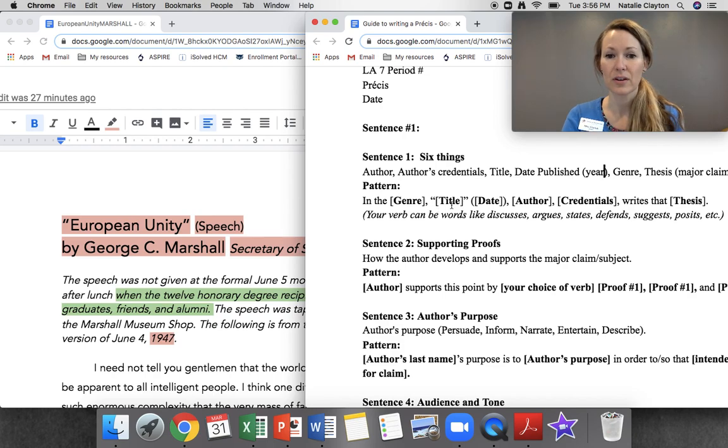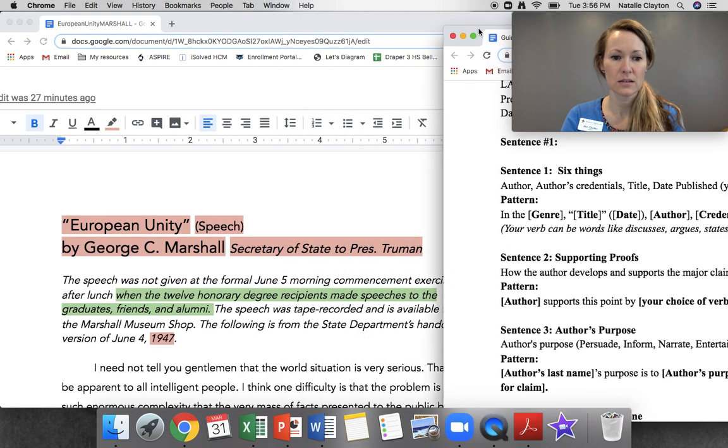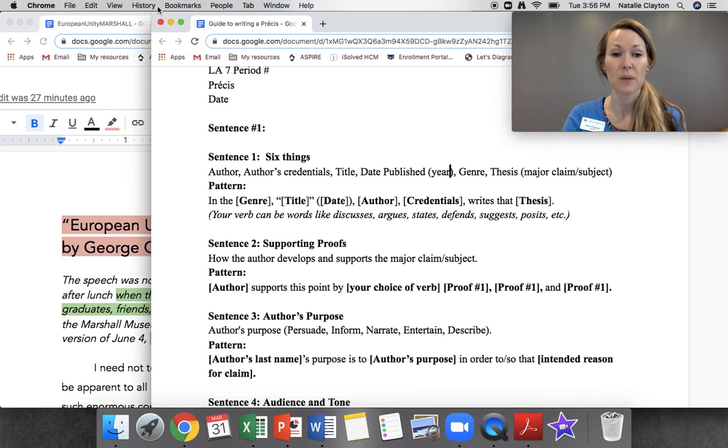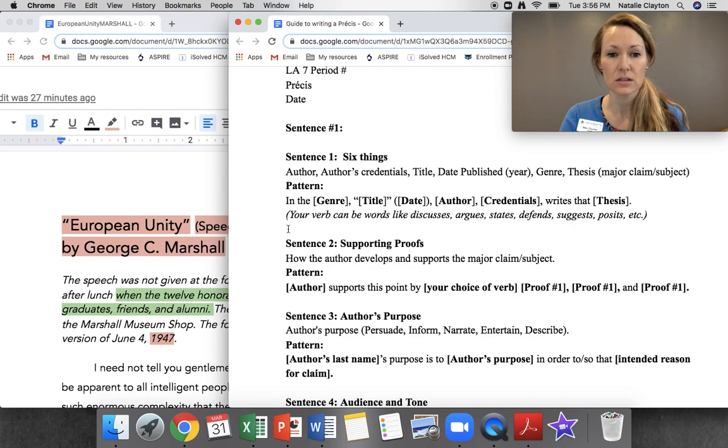And then what's the title of our text? European unity. What's the date? Oh, it's way down here, 1947. Sometimes you might need to look in a different spot for those things. So let's just start. I'm going to write my sentence right below here. So in the speech, comma, the title, European unity. The date is 1947. So you see how we're doing this?